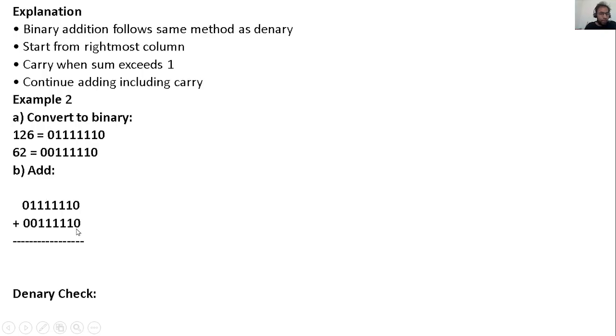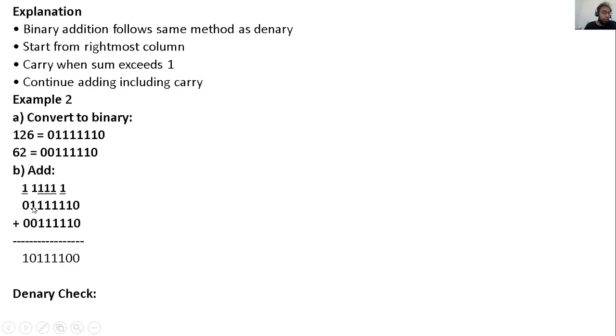Now let's see again. 0 plus 0 gives us 0. 1 plus 1 gives us 0, and 1 goes to the carry. Now there are three ones, the carry one and the other two. When we add all of them, one will be here and also one will be in the carry. So this one will also be added here, and we get one and another one to the carry. Then we add these ones and get one and another one to the carry. Then there are again three ones, so another one to the carry.